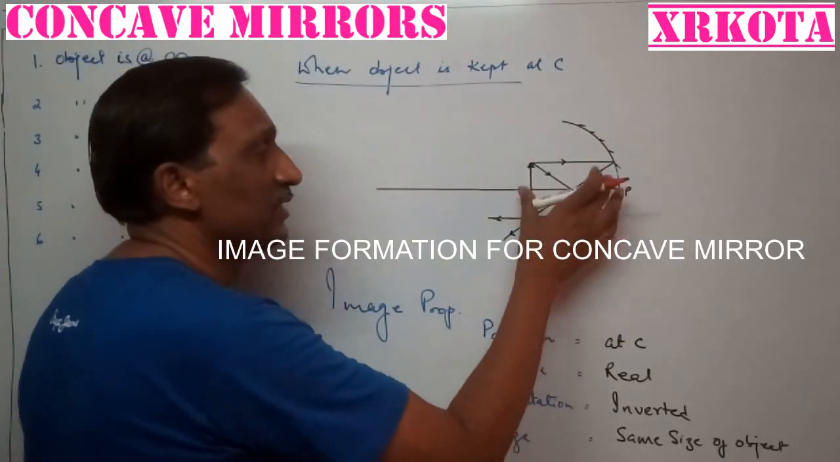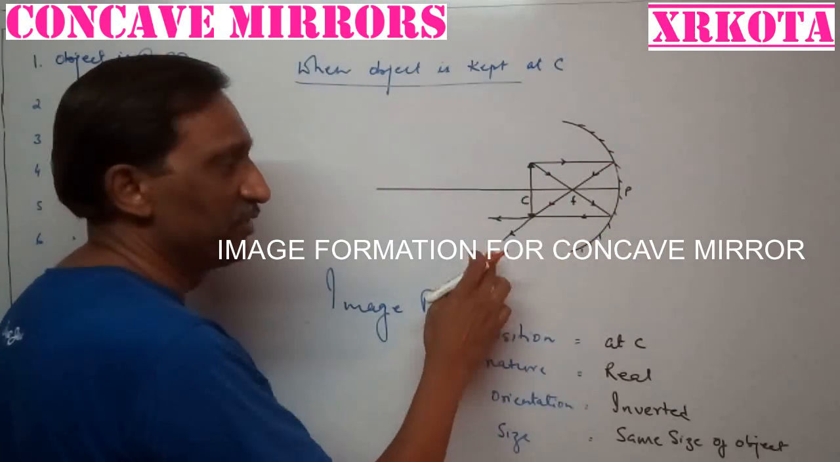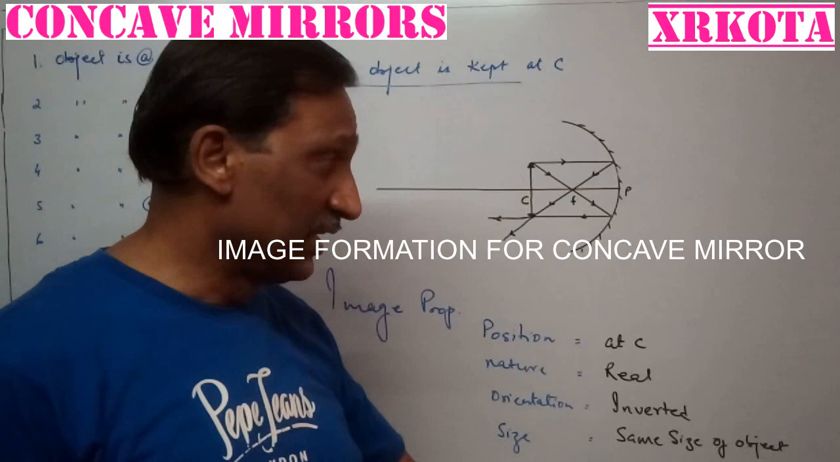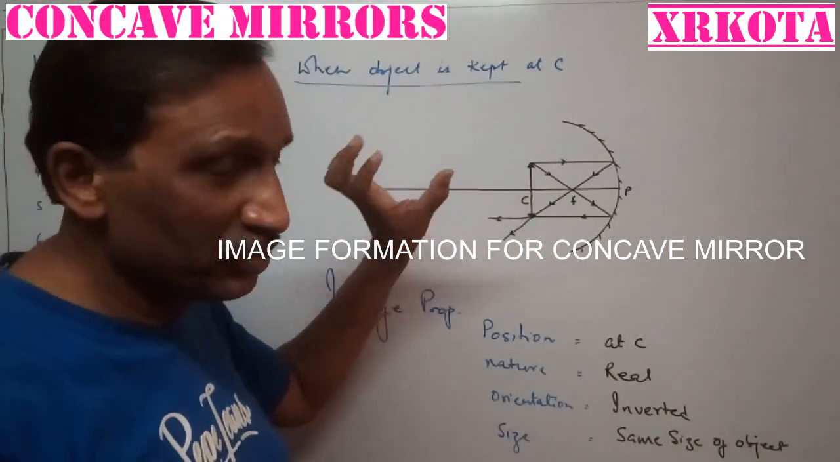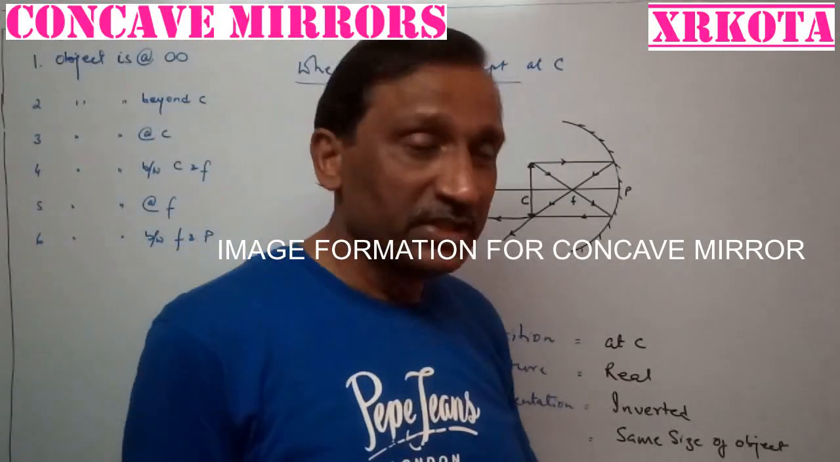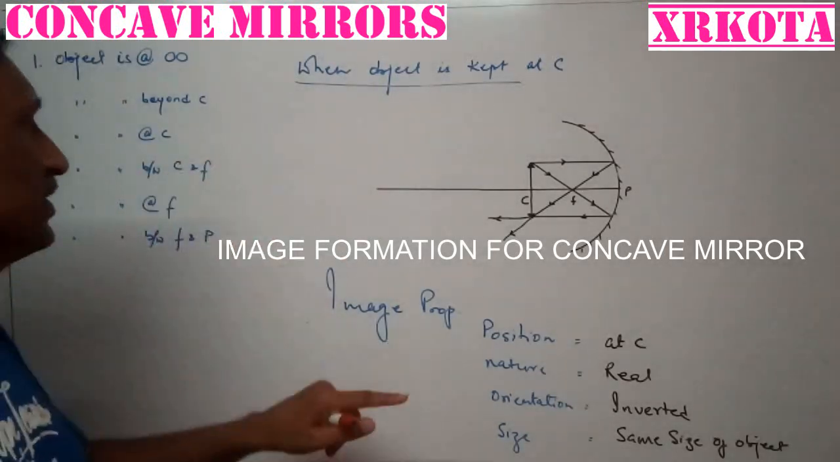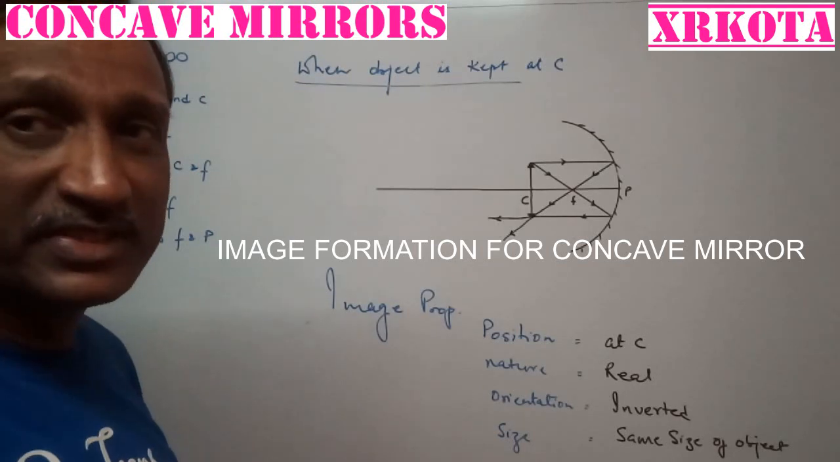Everything is like the ray is running parallel to the principal axis. After F it is passing, and the ray running from F runs parallel to the principal axis. Both are intersecting here. The image is formed exactly at this place. The height of both the object and image is the same. So this is condition 3, when the object is kept at C. Now we shall study when the object is kept between C and F.